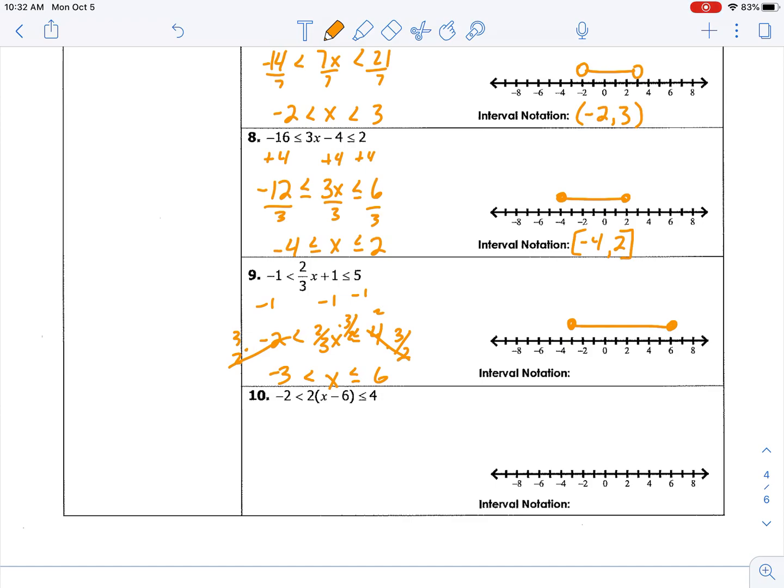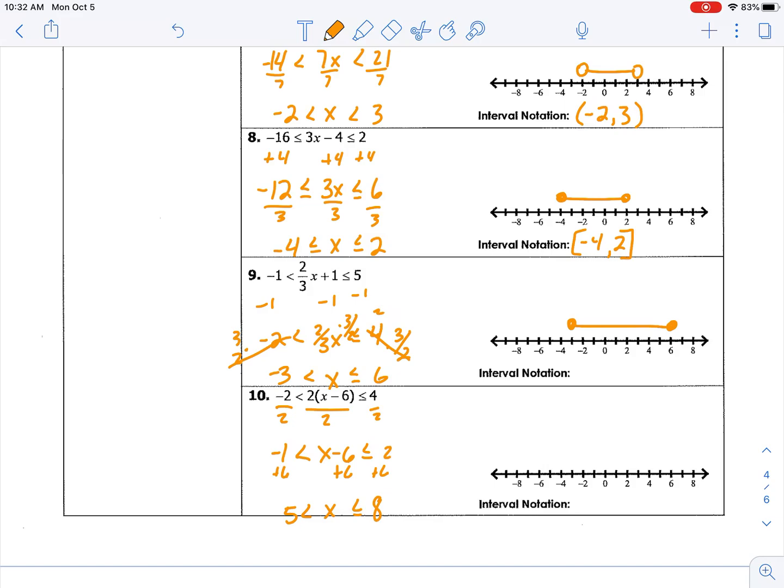So hang tight. This one, number 10 here, it works a little bit different in the fact that we're going to divide that 2 out. We could distribute, true. But I'm going to divide by a 2 to get that taken care of. -1 is less than x minus 6. We're going to keep that sign, so remember the equal to, and we're going to have a 2. We're going to add 6, and add 6.